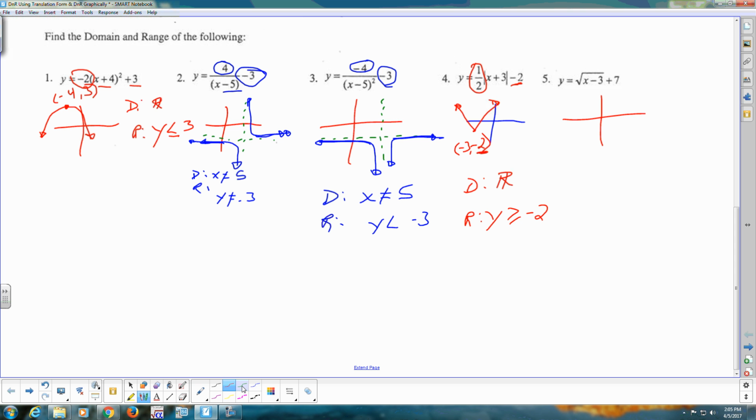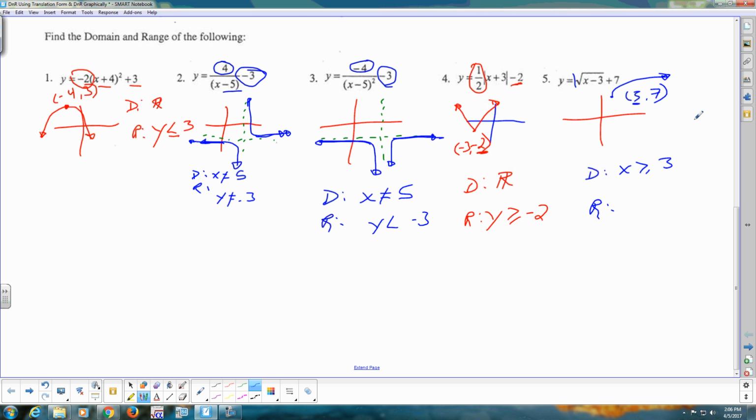It's a square root graph. It's starting at 3, 7. 3 units over, 7 units up. A is positive, so it's the upper half of a sideways parabola. Your domain, can you go as far left as you want? No, I can't. I don't begin until the coordinate 3. So x has to be greater than or equal to 3.